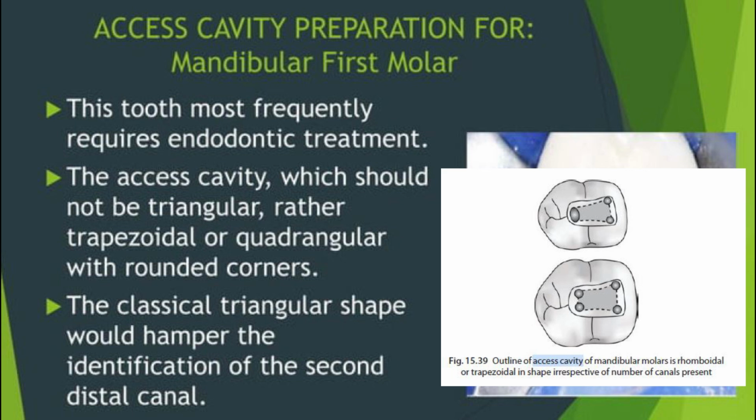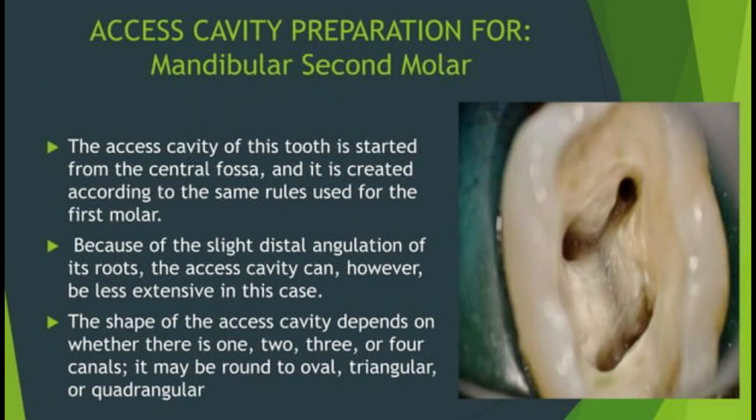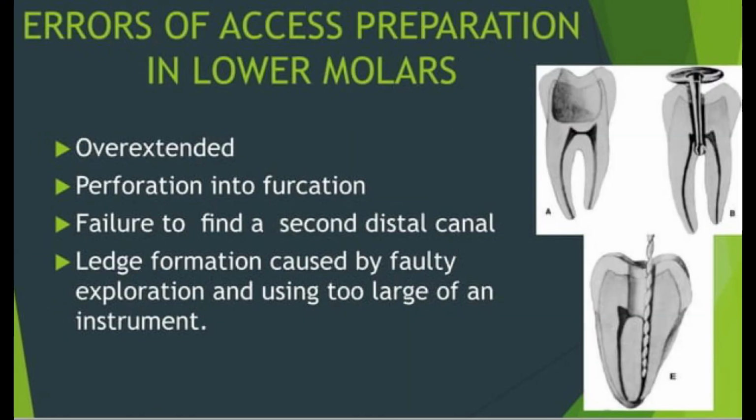The access cavity for the mandibular second molar starts from the central fossa and is created according to the same rules used for the first molar. Because of the slight distal angulation of its root, the access cavity can however be less extensive in this case. The shape of the access cavity depends upon whether there are 1, 2, 3 or 4 canals, and may be round, oval, triangular or quadrangular.